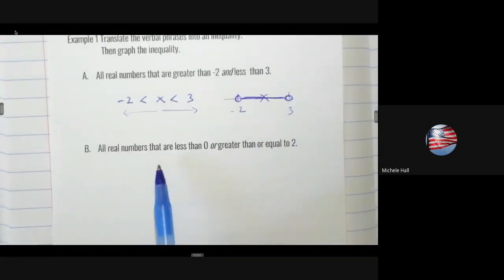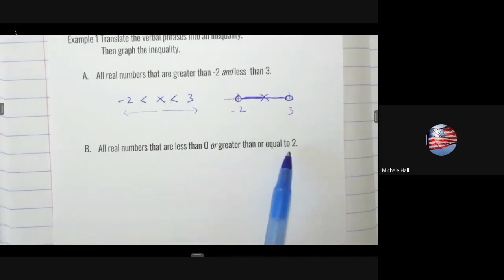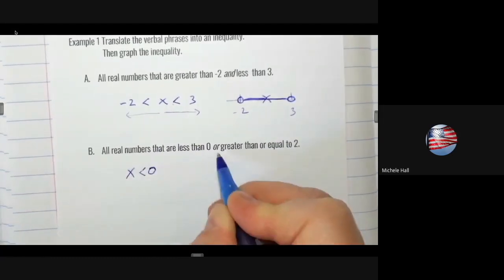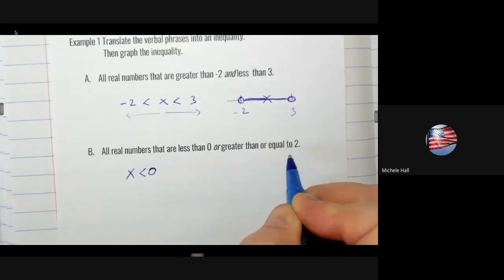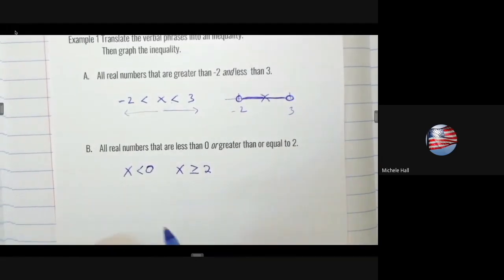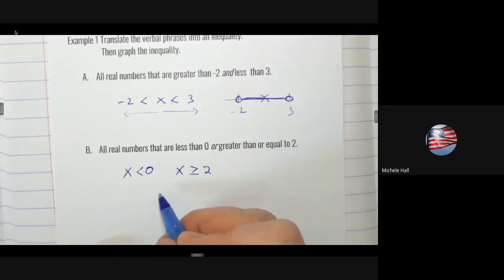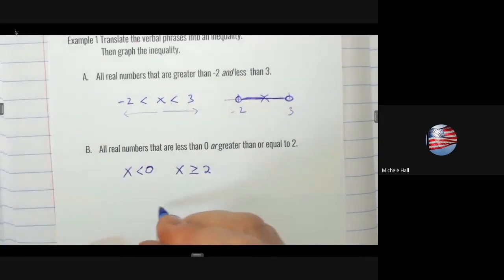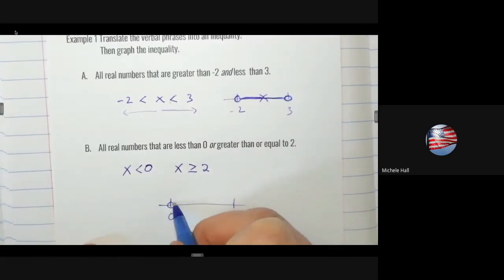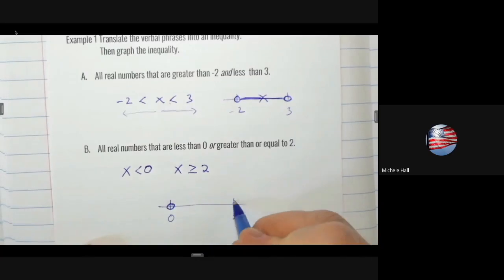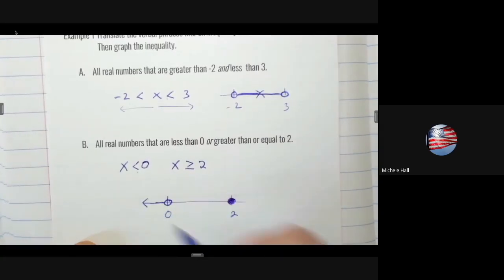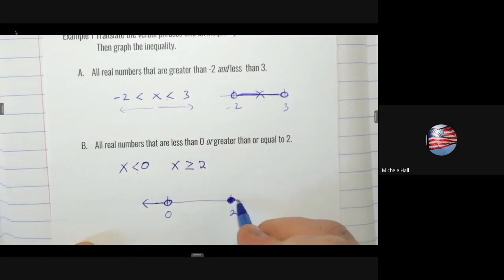All right. All real numbers that are less than 0 or greater than or equal to 2. x is going to be less than 0 or x is greater than or equal to 2. If I write that as a compound inequality, on the graph, we have 0 and we have 2. x is less than 0 is an open circle, and then x is greater than or equal to 2 is a closed circle. x is less than 0. x is greater than or equal to 2.